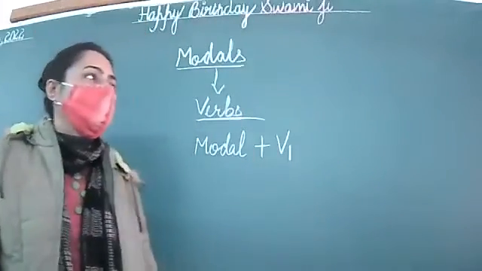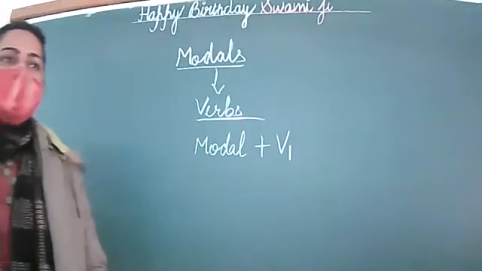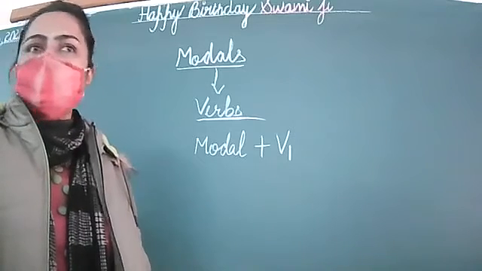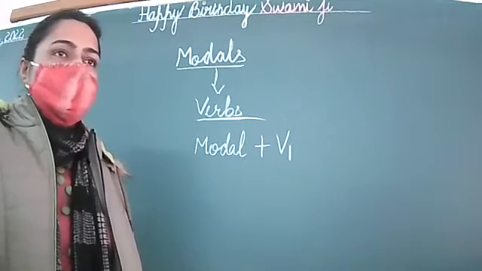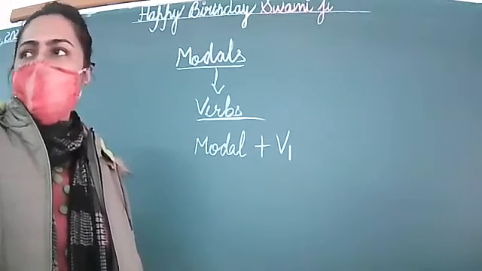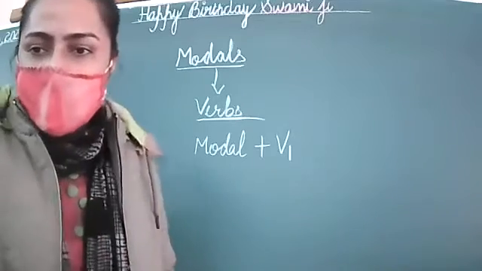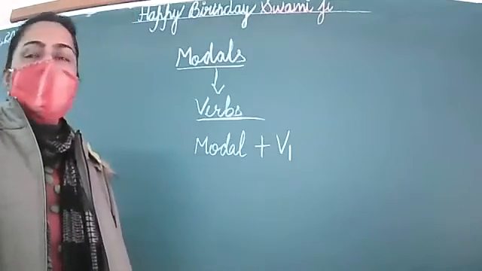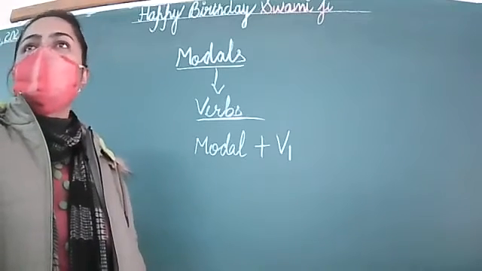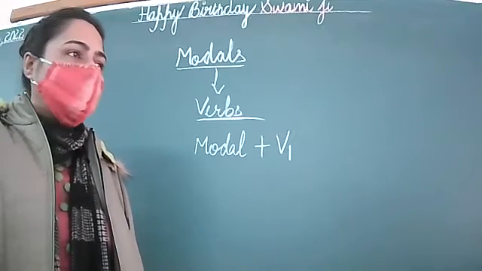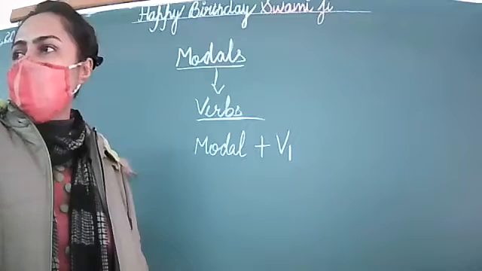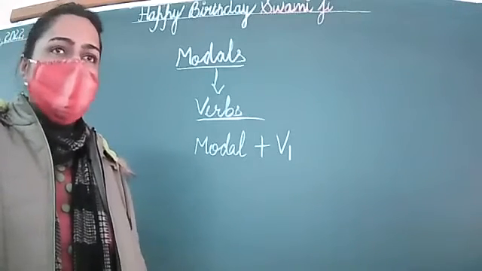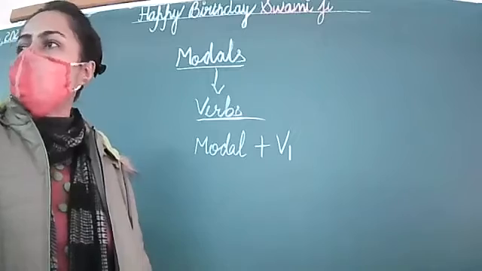And now the function, they show possibility, capability, you can say ability, permission, probability, suggestion, advice. These are the functions of models. We use models to express abilities, to express possibility, permission, sometimes wish. May God bless you, right? So this is the work of models.